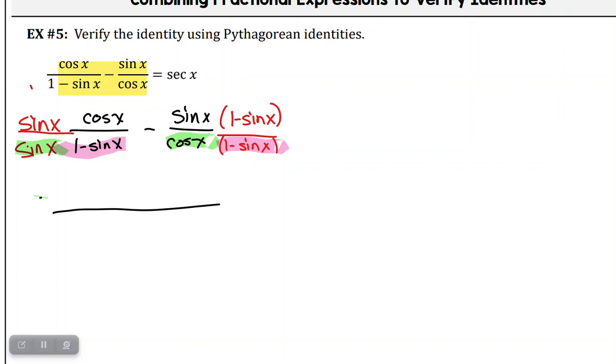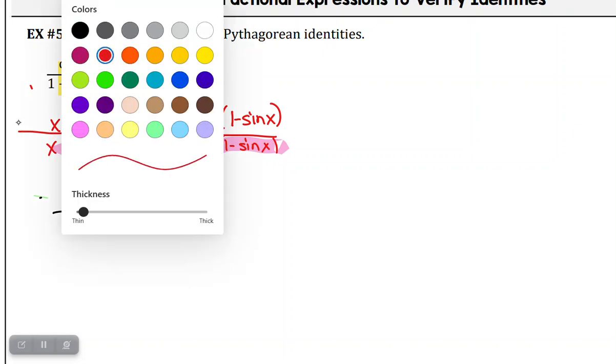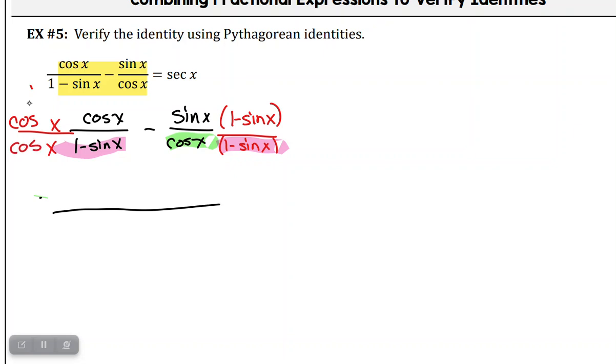And I made a mistake. Hopefully you guys caught that. It shouldn't be this, this should be cosine of x. So let's fix that. Sorry, cosine of x. Now they should match. Now, what's going to happen is I am not going to factor the denominator. And I'm going to keep it as cosine of x times the quantity 1 minus sine of x.